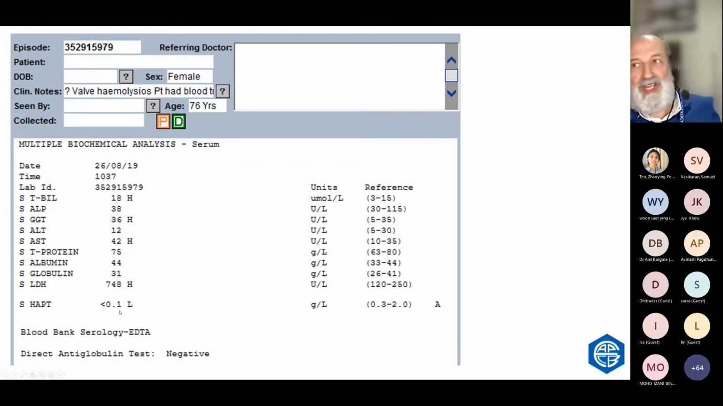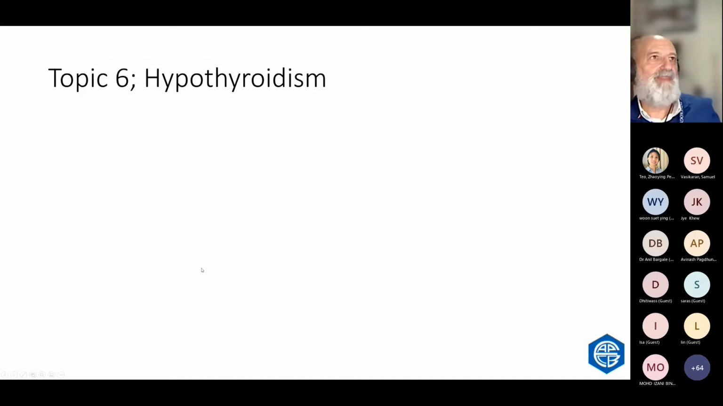Haptoglobin mops up free hemoglobin, so it's undetectable in vivo hemolysis. LD is released by hemolysis. And here I just want to point out that AST is released by hemolyzing red cells as well. So you often see this hint of an AST which is much higher than the ALT in hemolysis. So this patient's clearly got hemolysis, which is the cause of her anemia in the valves.